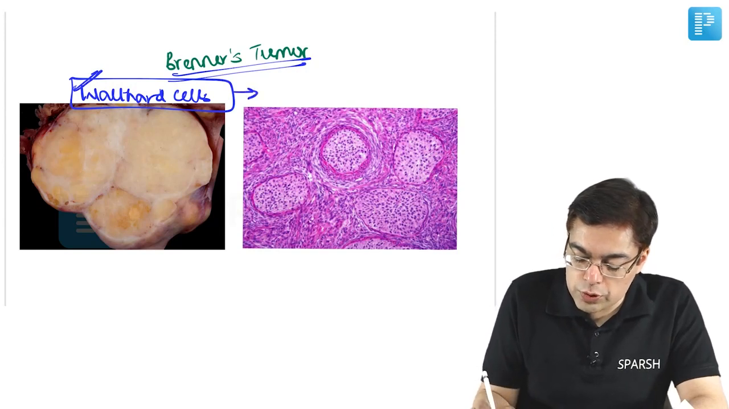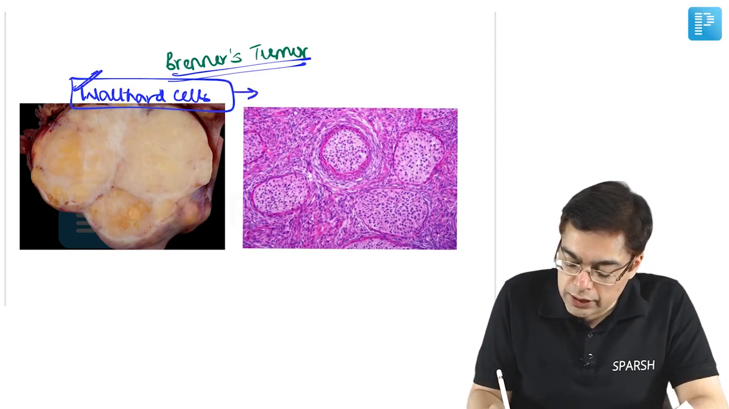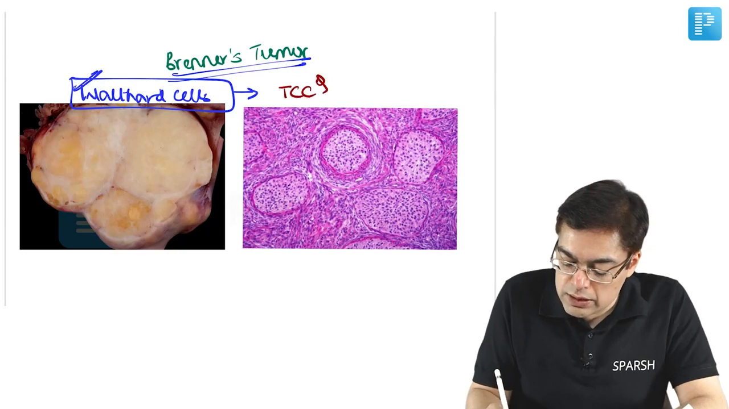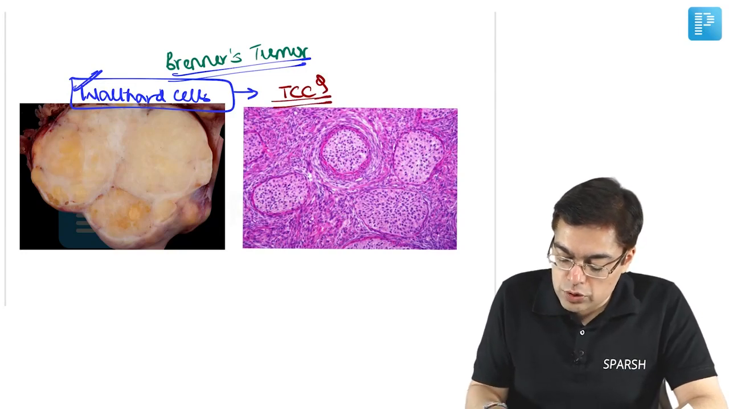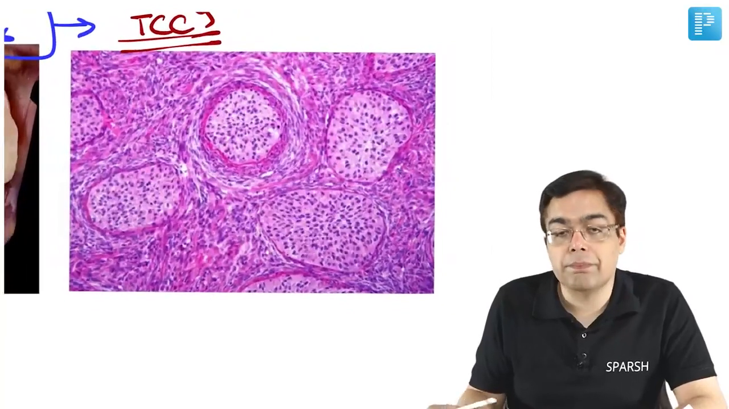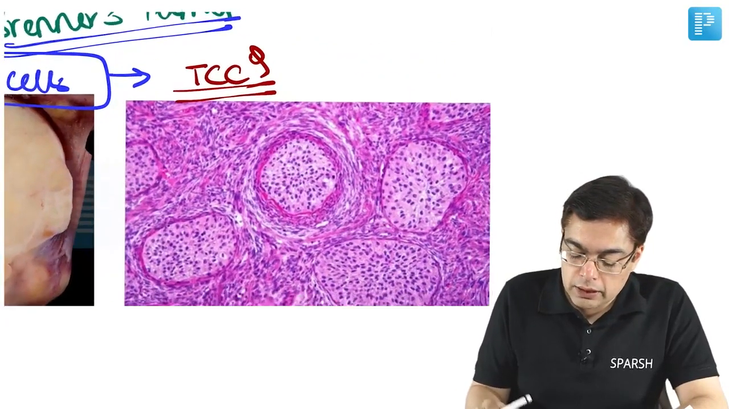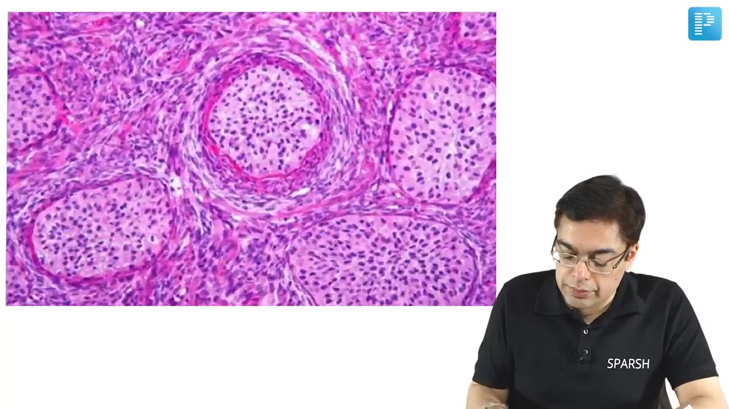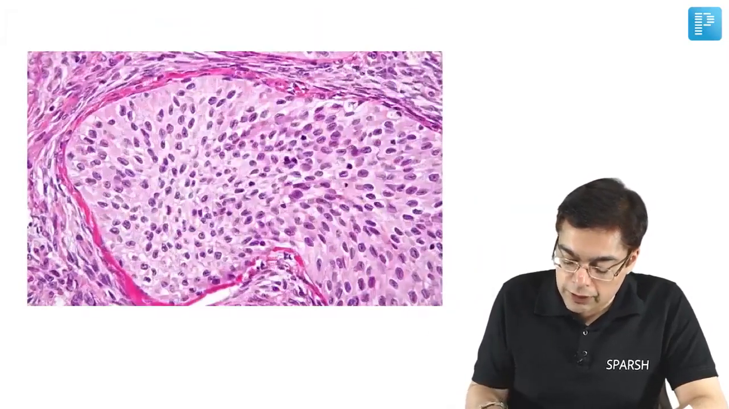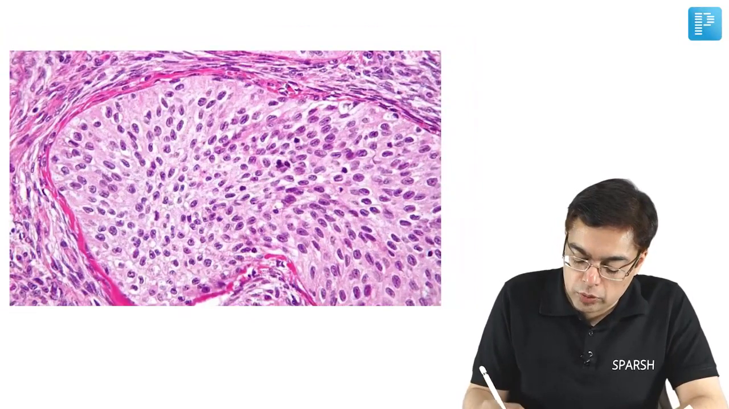Fact number two about which we need to have an idea is that this is a kind of a tumor which is going to have a classical appearance. Histologically, it has the presence of a transitional cell epithelium. Whenever we are talking about the Brenner's tumor, we need to be familiar with the fact that this kind of a transitional cell epithelium can be seen at a higher magnification, and that could become another important question for the exam.